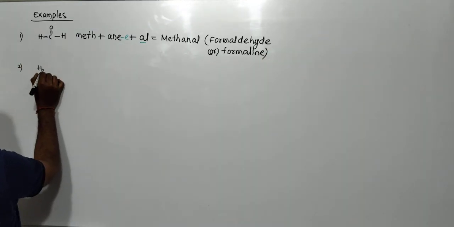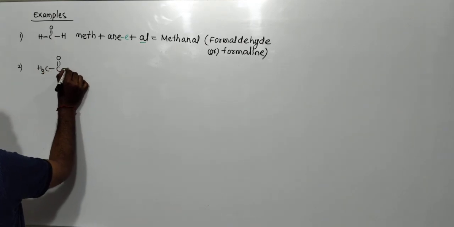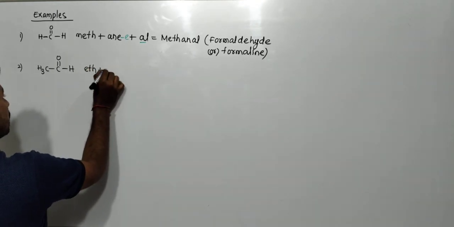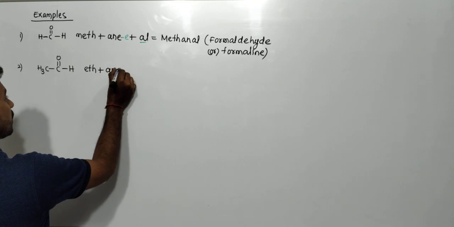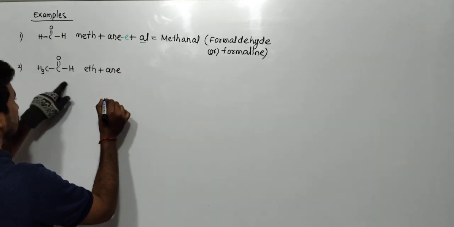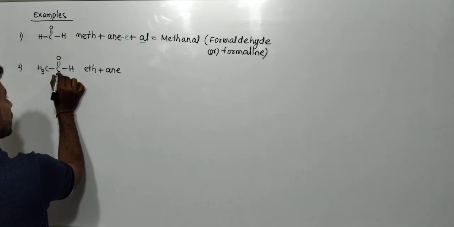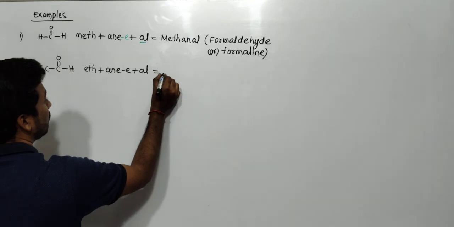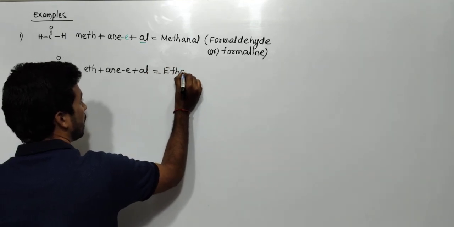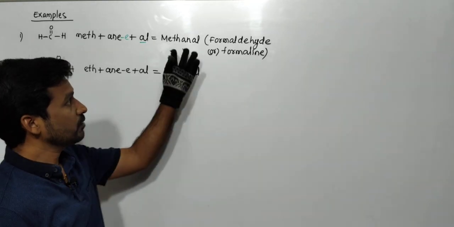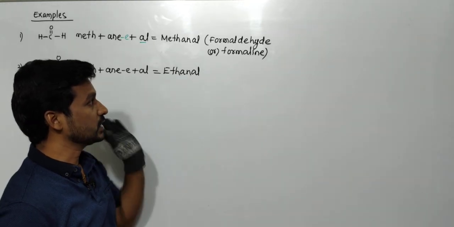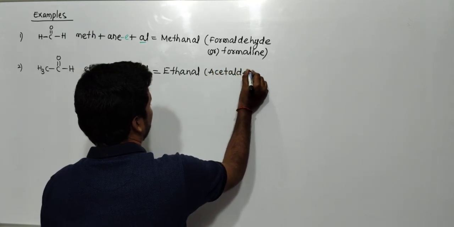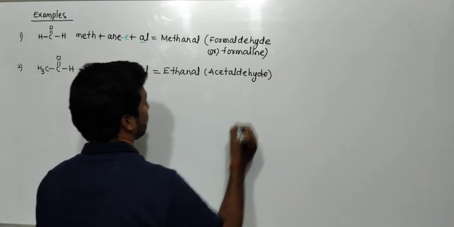Next, the second one, CH3CHO. Count the number of carbon atoms here: 2. Use the root word eth. Between those two carbon atoms is a single bond, so write ane. Then, for the CHO functional group, this carbon is taken into the parent chain, so use al. Remove e and add al. This becomes eth plus ane plus al. For alcohols: methanol, ethanol. For aldehydes: methanal, ethanal, like that. The common name for ethanal is acetaldehyde.